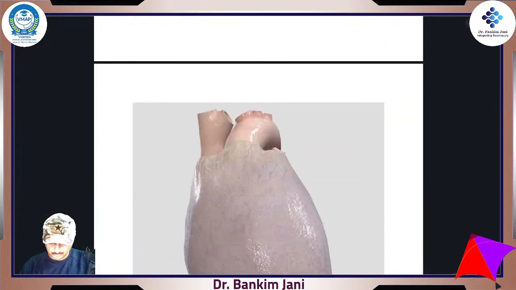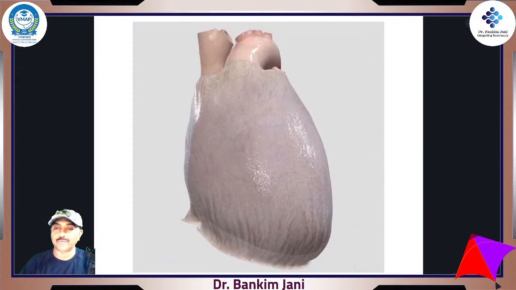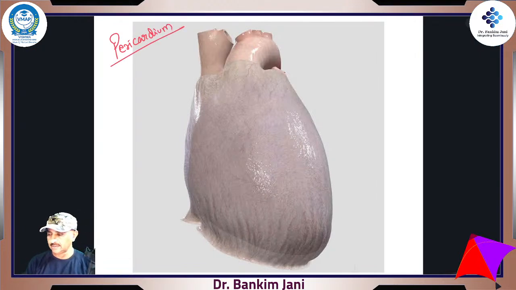Moving on to the next one. This is what we haven't discussed yet, so we'll discuss this part a bit properly. This is what is called the pericardium, surrounding the heart. It is a layer covering the heart, and it is divided into two parts. One is called the fibrous pericardium, and the second is called the serous pericardium.